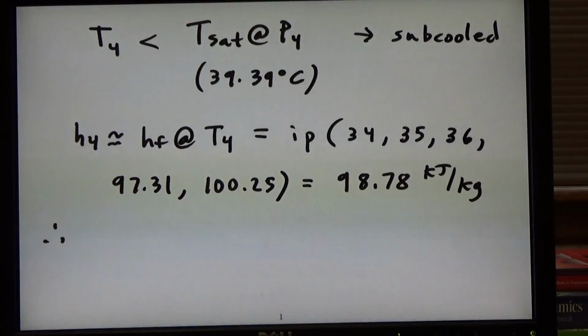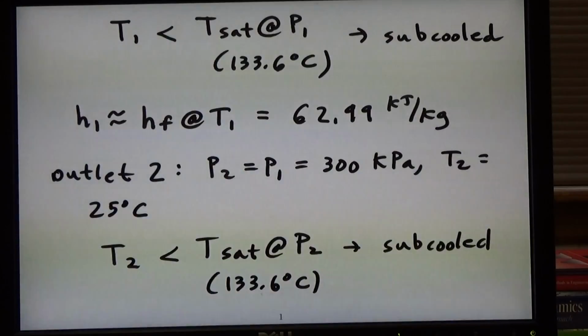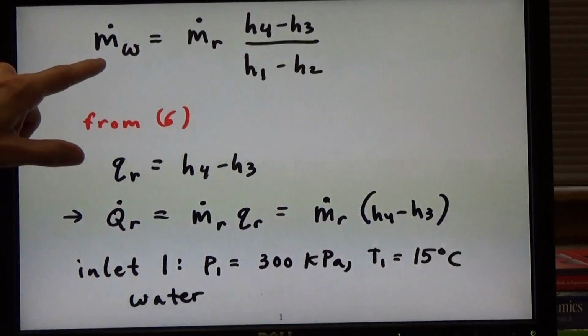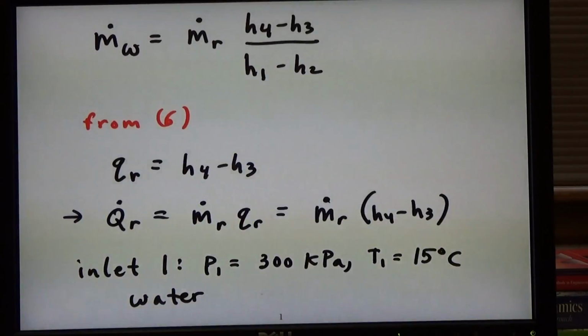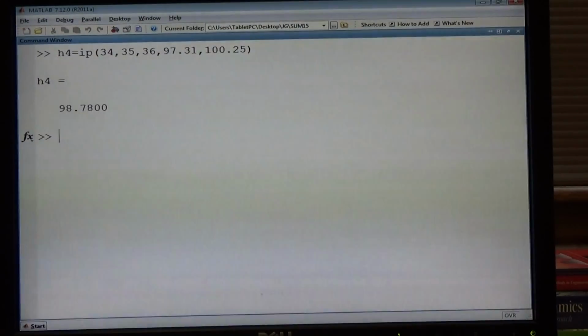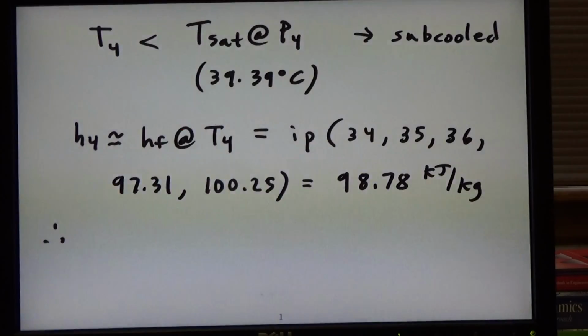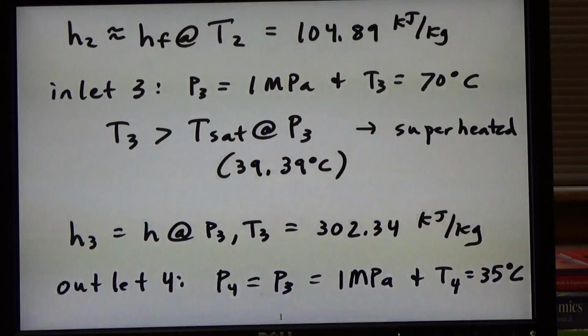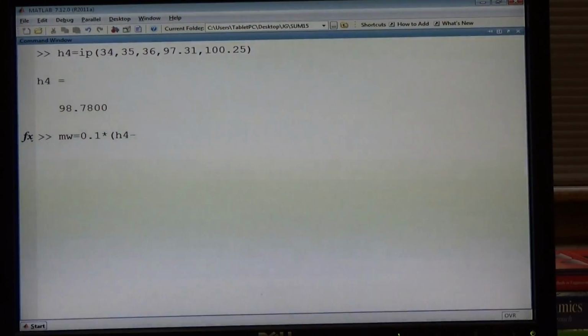Now we can actually answer our questions. Going back to our equations, solving for the mass flow rate of water. Mass flow rate of water is equal to mass flow rate of the refrigerant, which is 0.1 kilograms per second, times H4 minus H3. Let me see what H3 was. H3 was 302.34.